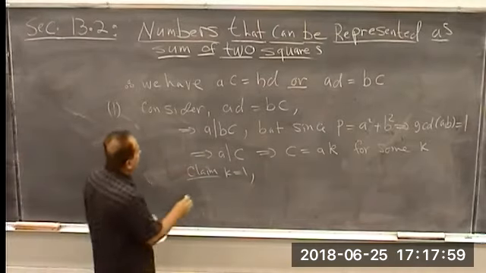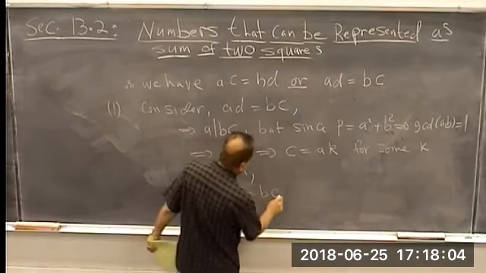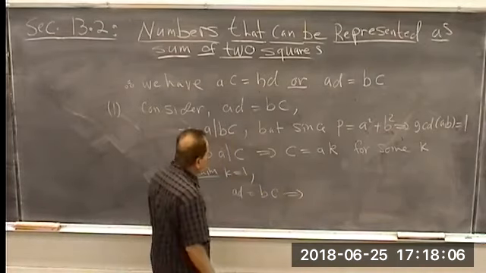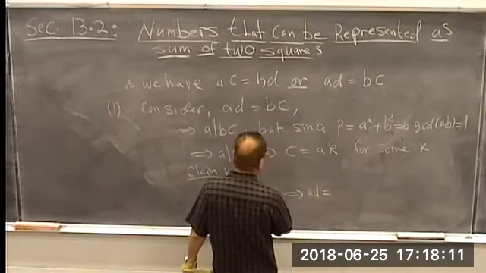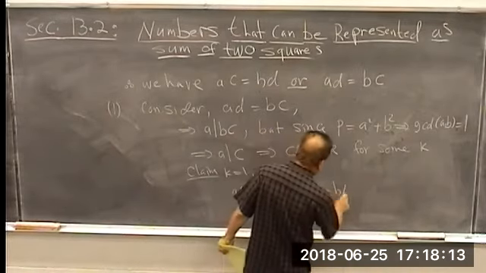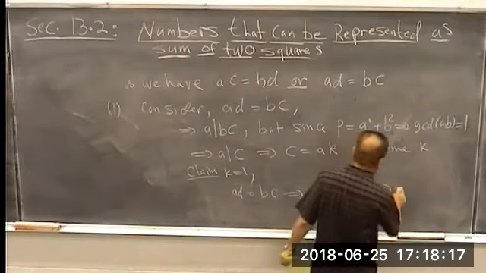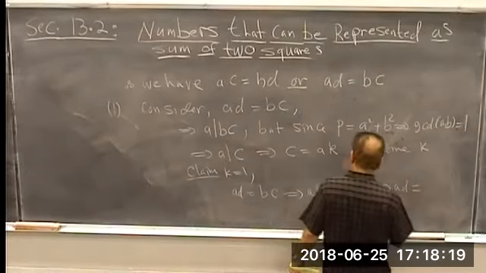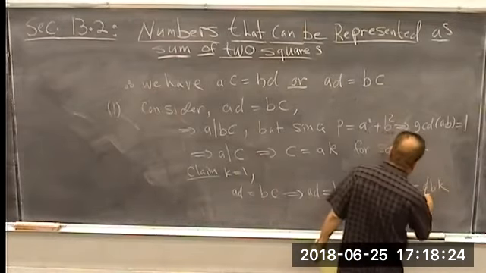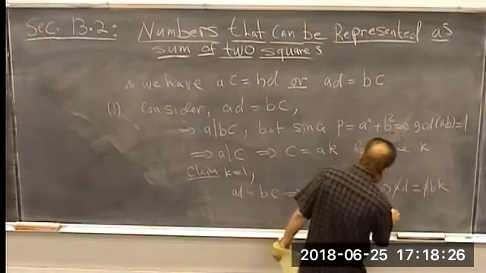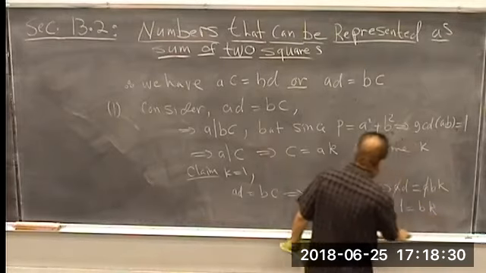Well, let's see how we do this one. We have AD equal BC. And this implies AD equals, we're going to substitute for C by AK, and this implies AD equals ABK. Can I cancel out the A? So this means D is going to be equal to BK.